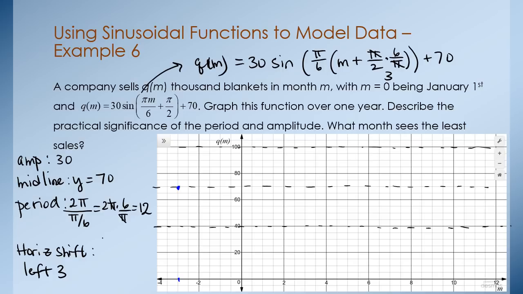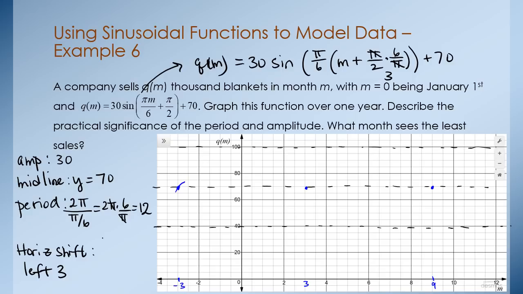My period is 12, so I would normally go out to 12, but because I moved 3 to the left, I'm going to move 3 to the left here. That puts me at 9. That's my midline. And then halfway between those two values, -3 and 9, that's a difference of 12, so 6 to the left and 6 to the right, that puts me at 3. I'm also going to be at my midline. Okay, so something like this.